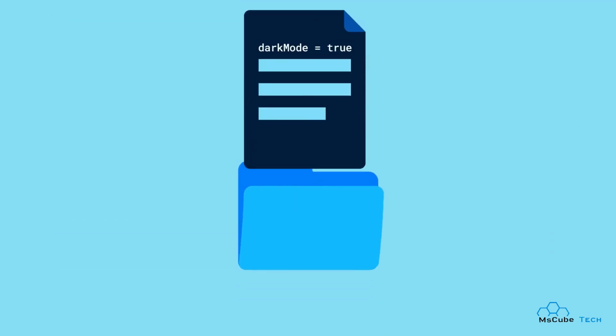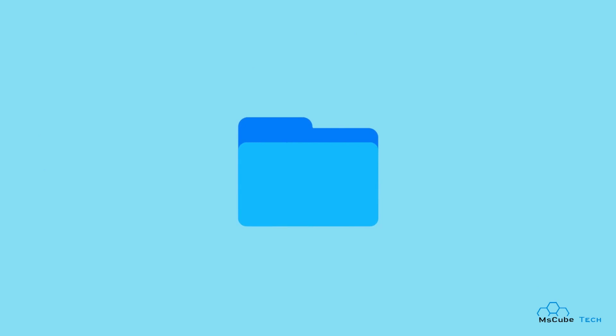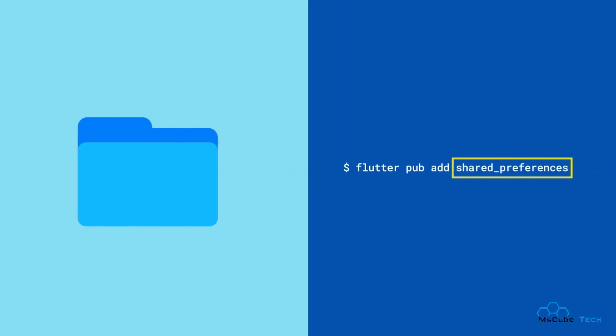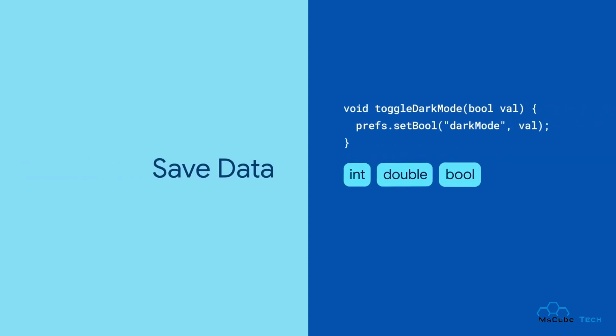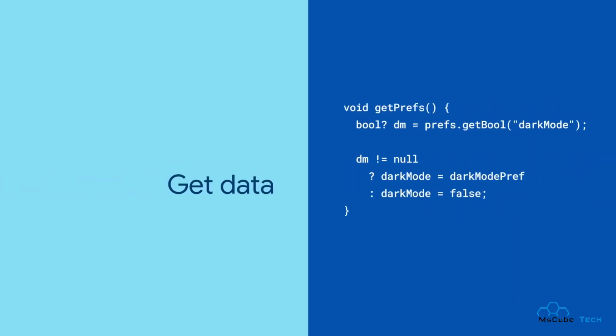It's great for saving simple data like, well, the user's theme preference. Once you've added Shared Preferences as a dependency to your app, create the Shared Preferences instance and start saving your data. Int, double, bool, string, and list of strings are all supported data types. Whenever you need the value back, look it up by its key. If the data doesn't exist, you'll get back null.